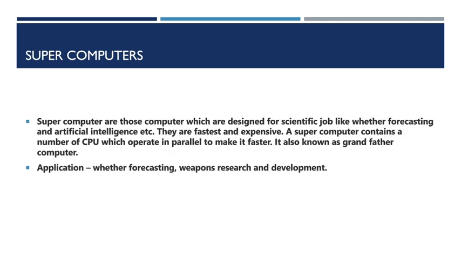Okay, what is a supercomputer? A supercomputer is a computer designed for a specific job, a specific scientific job like weather forecasting and artificial intelligence. It is a very large type of computer which is available in weather forecasting or any research and development areas. So this is known as the grandfather computer. Which was the father computer? It was the mainframe computer. Supercomputer is known as the grandfather computer.